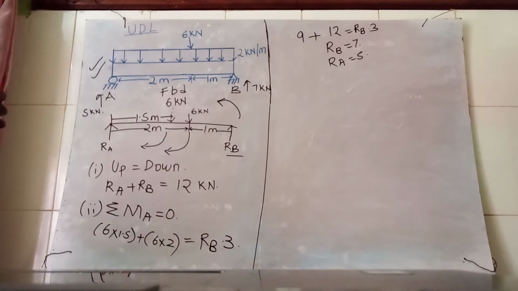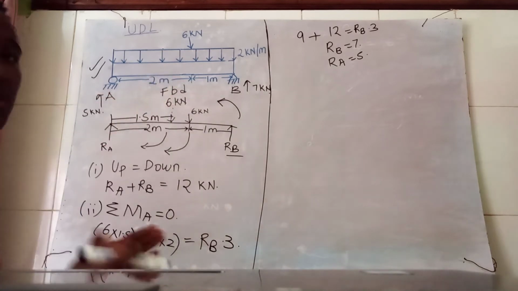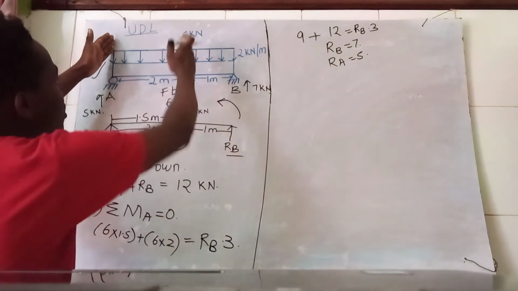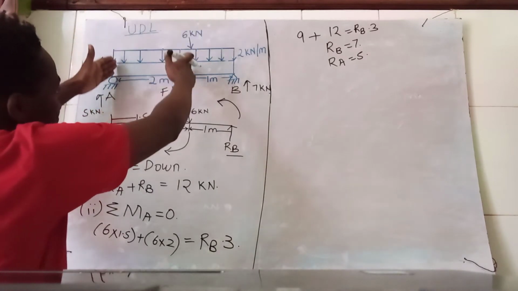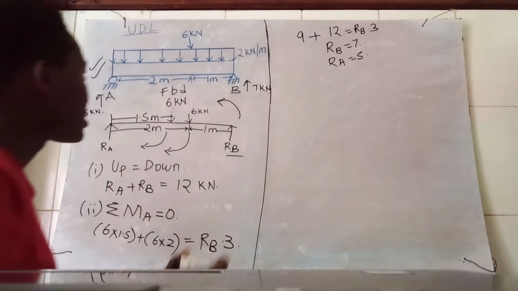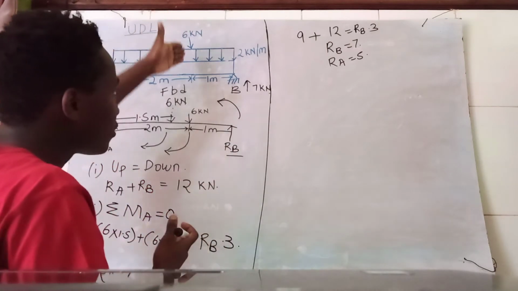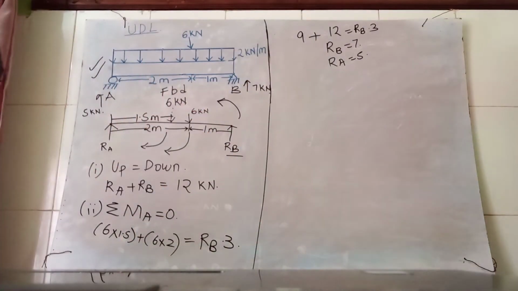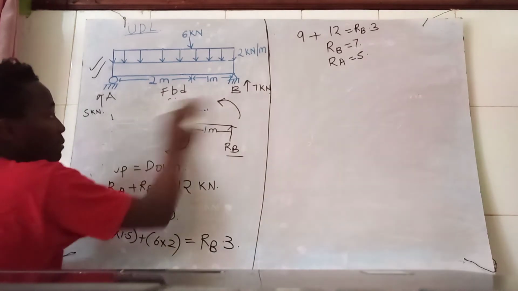Secondly, we are going to divide this beam into sections. From this point to this point is going to be my first section. The second section will be from the force that is acting on it to the other end. 2 sections. So allow me to rub.